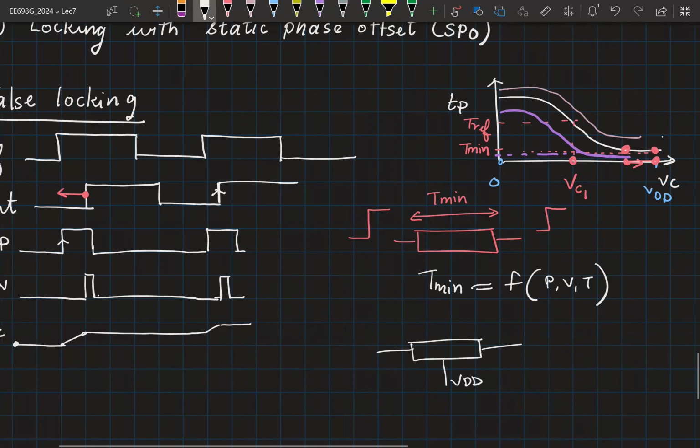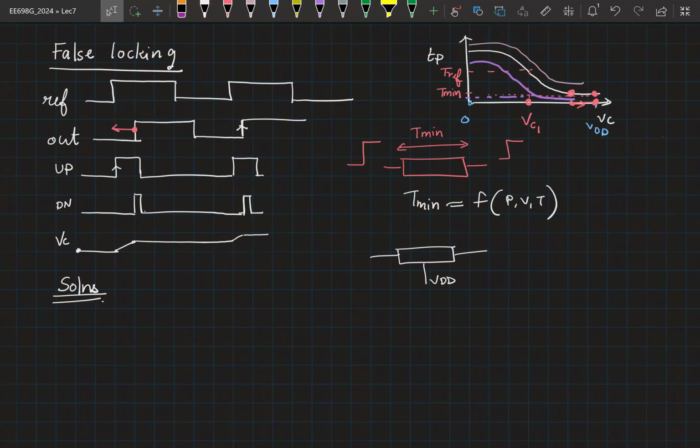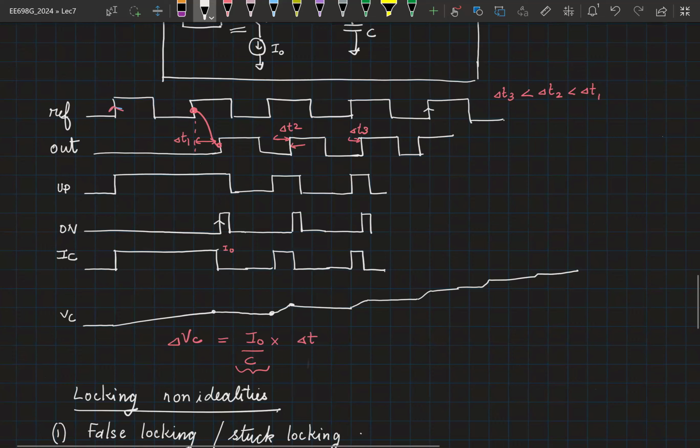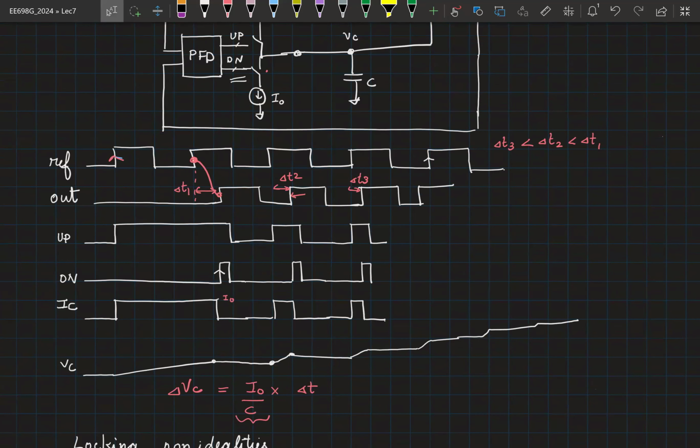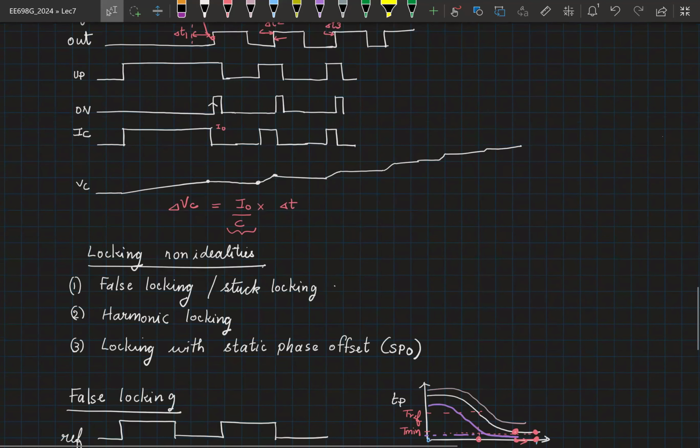Now, what solutions can you suggest to get over this issue? First solution should be very easy. Start with a, so you initialize your VC such that you are starting at an ideal point, which will allow you to lock to TRF, right? So in the previous case, there are still chances that VC can decrease also. How is VC decreasing here? This is the previous case. Yeah. Which case did you want? This one or? This one.